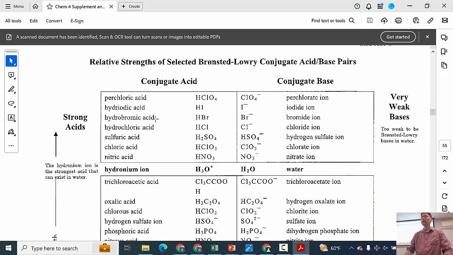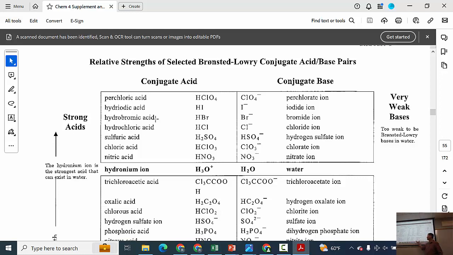Then we go to acids, bases. Normally when we're doing chapter 16 and chapter 5 stuff, you get a chart like this, because this chart's going to rank the strength. For example, trichloroacetic acid versus acetic acid, which one's stronger? Or oxalic acid versus chlorous acid, which one's stronger? You can figure it out theoretically, but it would be a lot of work.